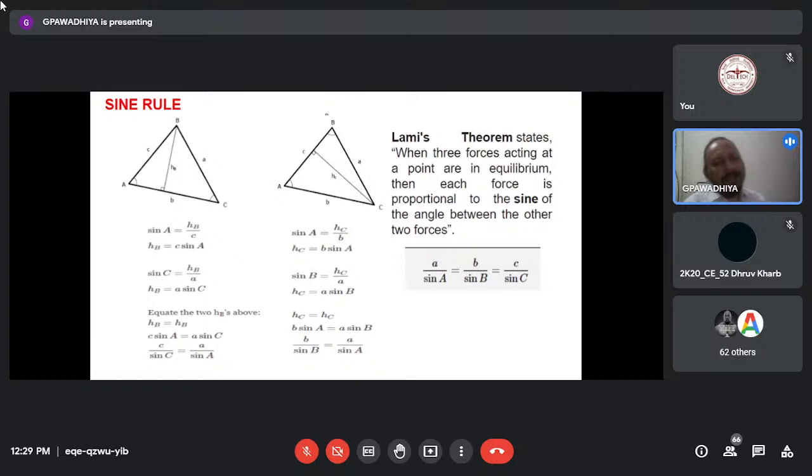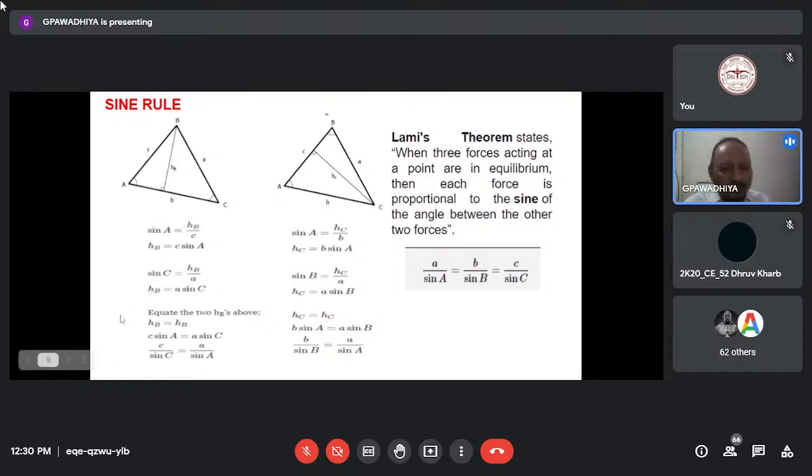This perpendicular length is HB. So from this we can prove that HB over C is sine A, and HC over C is also sine A. That can be obtained from this geometry. Similarly, sine C from this geometry is HB over A. Sine B from this geometry is HC over A.